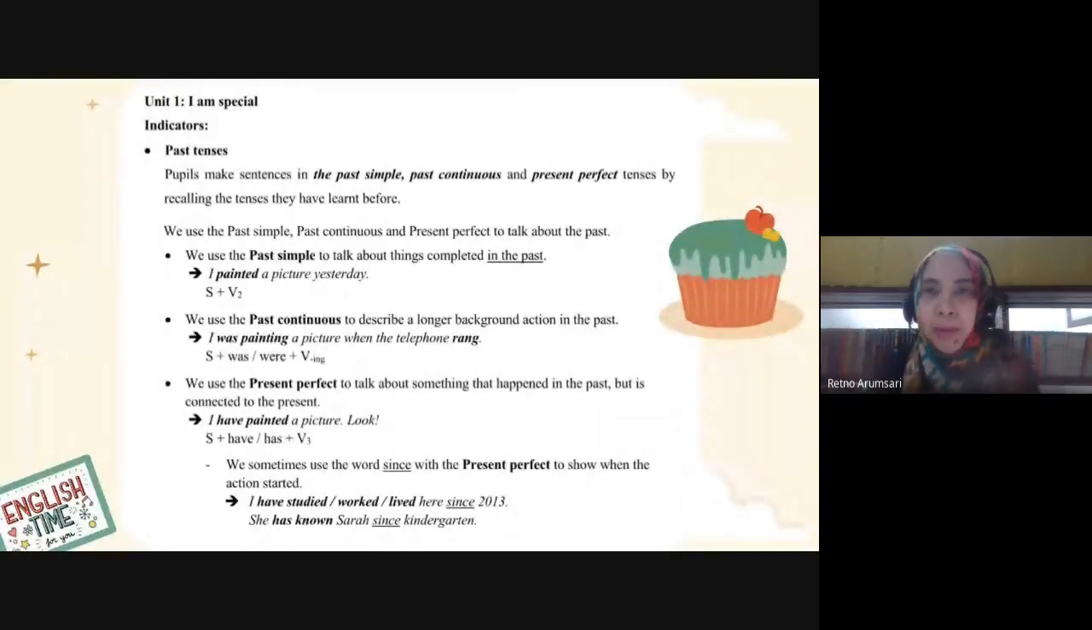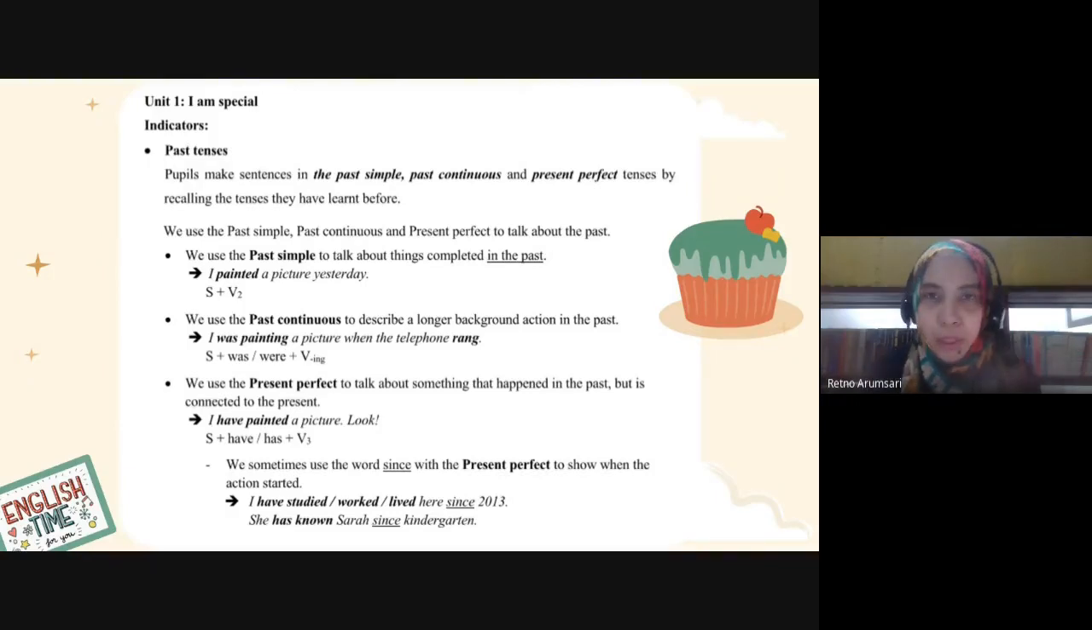Okay, for past simple, the clues are yesterday, last week, last month, last year, last Saturday, okay? Or 3 days ago, 3 weeks ago, 2 years ago, 1 century ago, okay? Something with yesterday, last something, and something with ago. Those are the clues for past simple.